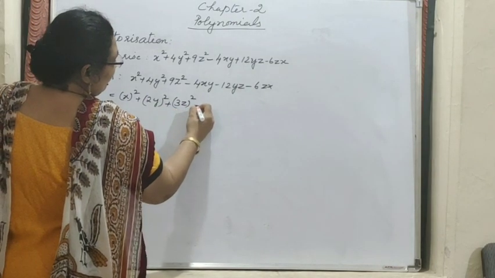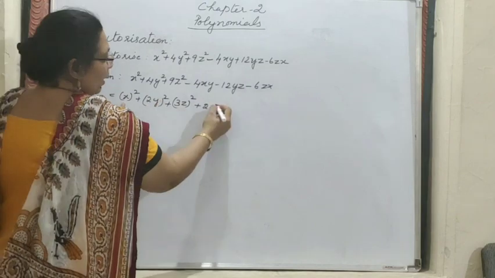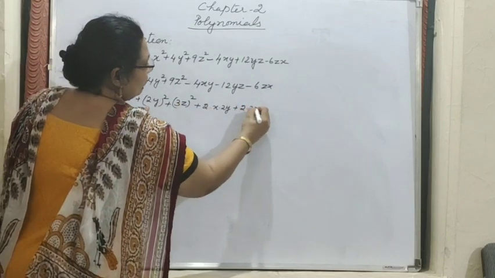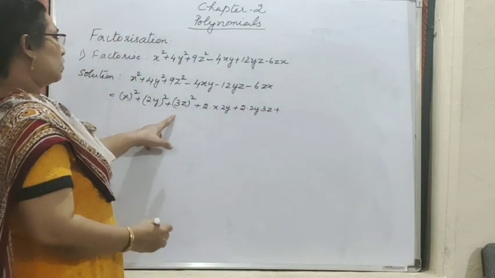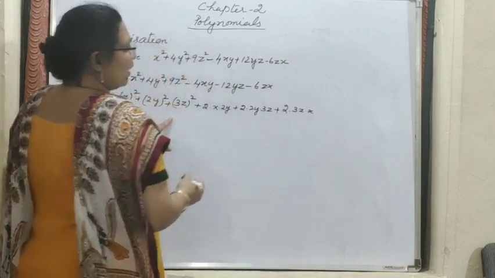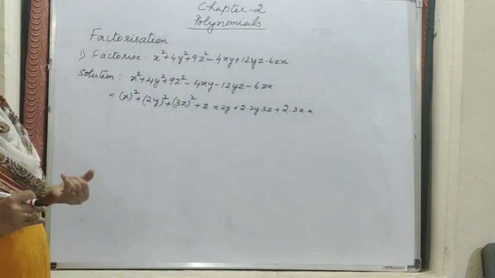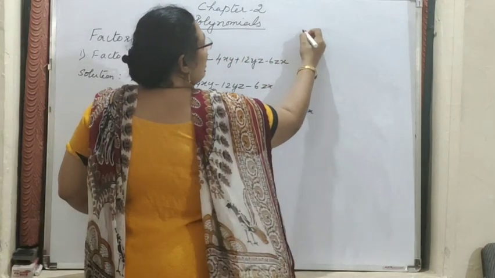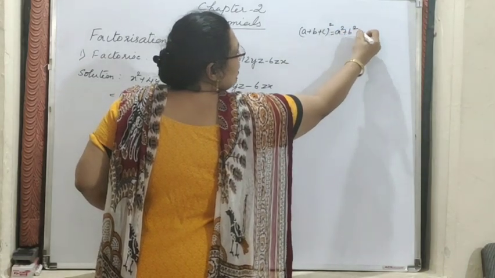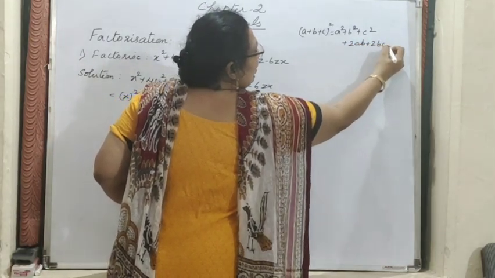Next, plus 2 into, if this is the first term, we can write 2 at a time, x into 2y, plus 2 into 2y into 3z, plus 2 into 3z into x. See why I have written like this: here you have seen that 6 terms are there. 6 terms come in which identity? A plus b plus c whole square, right? Equal to a square plus b square plus c square plus 2ab plus 2bc plus 2ca.